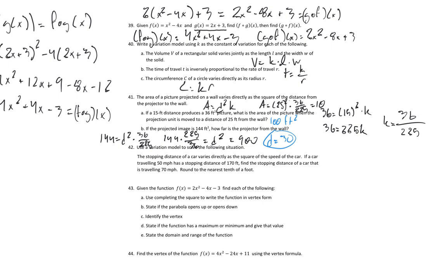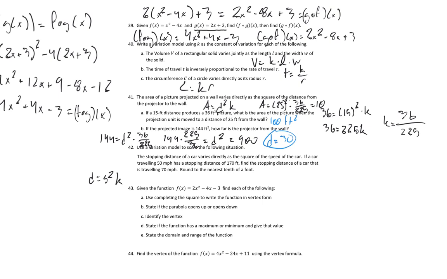So first, let's think: the stopping distance of a car varies directly as the square of the speed of the car. Let's call stopping distance D. It varies directly as the square of the speed, so we'll write s squared times k. Okay, so that is our variation model. Now we've got to use this model to solve this.